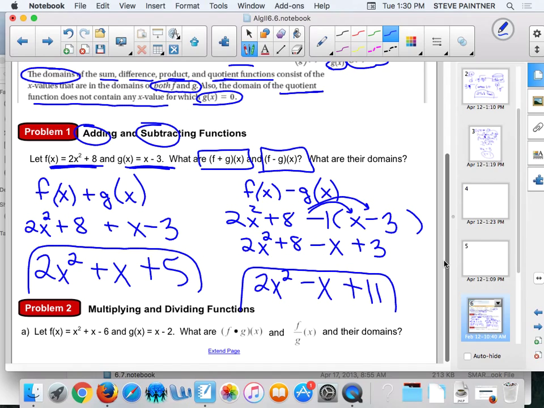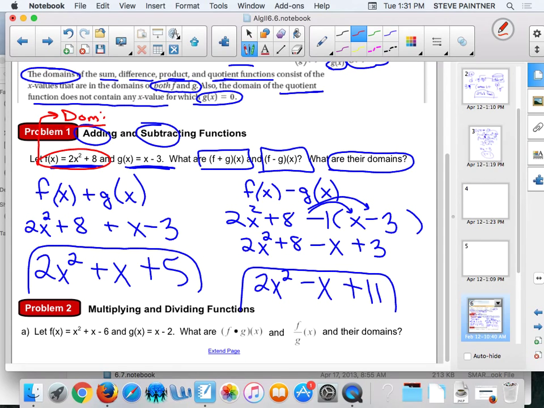I'm sorry, I forgot this part. This is the part that I worry about for you guys. What are the domains of each answer? Now, to get the domain, you have to kind of start here at this function. What's the domain of this function? Okay, look at x, and look what we're doing to it. We're going to square it.